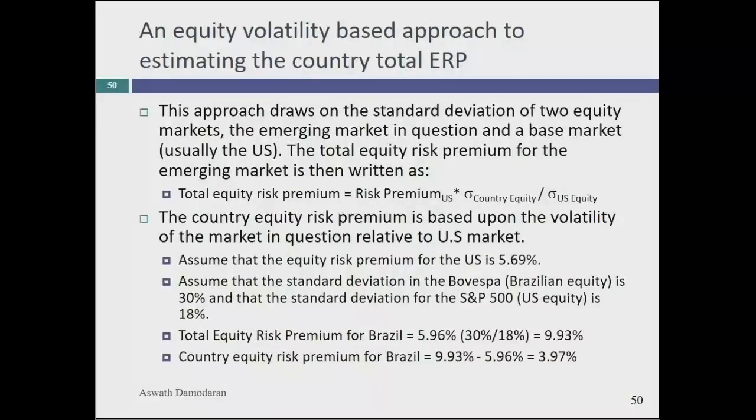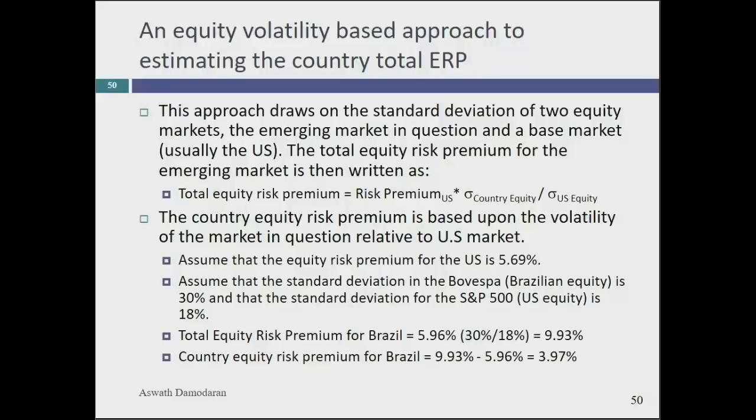So let's end with these last 2 choices. The first is, stay with the equity market and do an algebra problem. The 5.96% is my equity risk premium for the S&P 500, the US. I'm saying Brazil is a riskier market. If I can give you a measure of Brazilian risk relative to the US, you should be able to come up with a risk premium for Brazil.